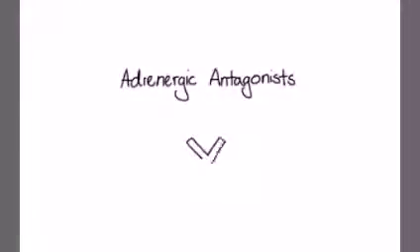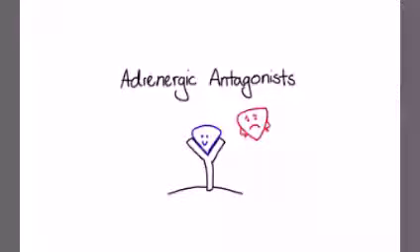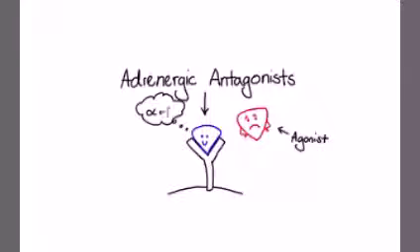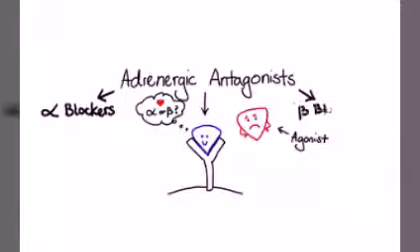Let's get right into it. Adrenergic antagonists, also called sympatholytics, bind to adrenergic receptors, but instead of stimulating them, they actually prevent their activation. And just like with adrenergic agonists, we can divide antagonists based on their affinity for alpha or beta receptors. So we can divide adrenergic antagonists into two main groups, that is alpha blockers and beta blockers.